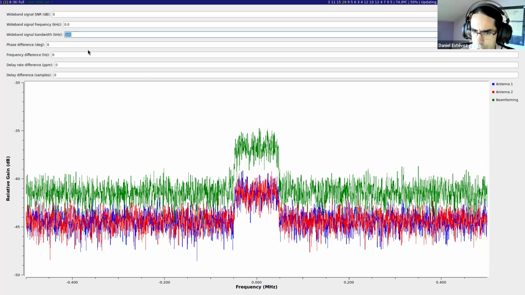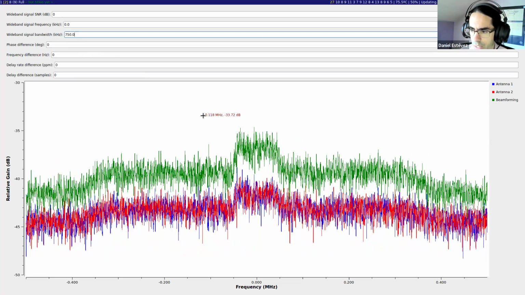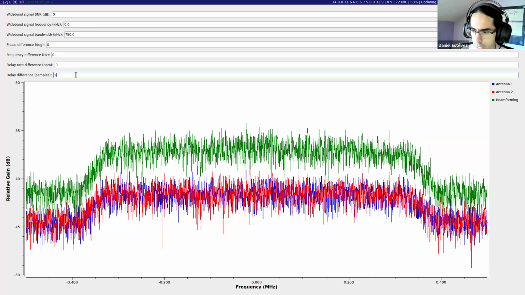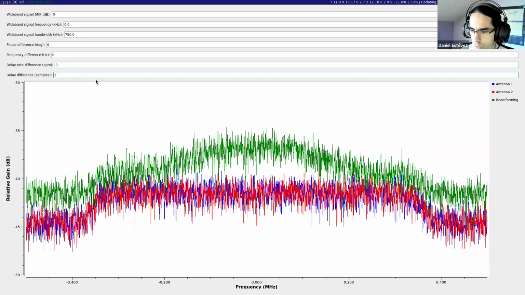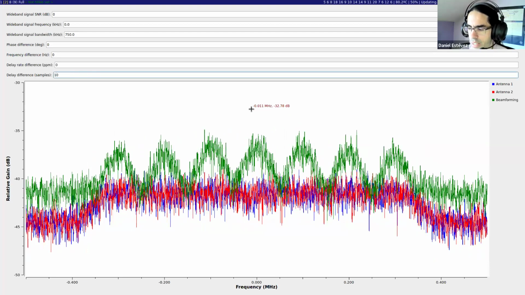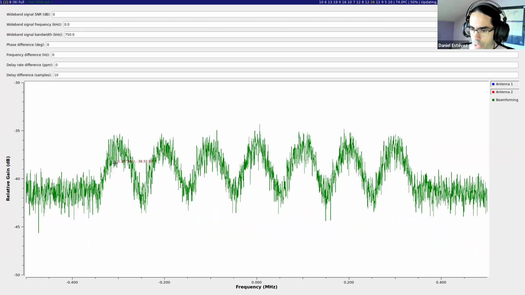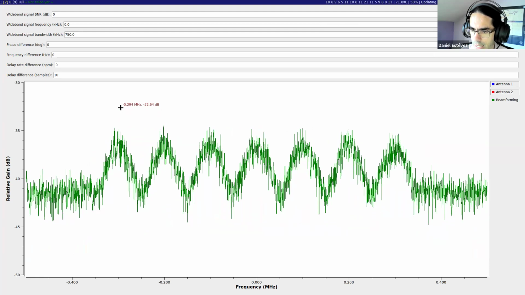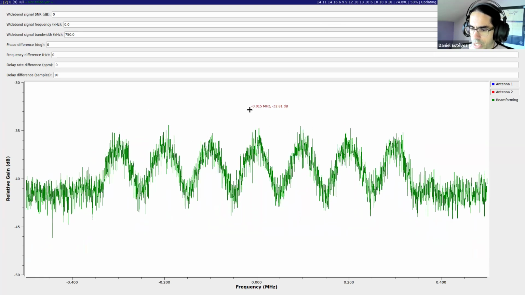So what I want to show is what happens with a wider signal. So for example, 750 kilohertz. And now I'm going to set a delay of 1 sample, or maybe even 2 samples, or even 10 samples. Let's see. Okay, with 10 samples, it's clear what happens. Let me disable this. So alternatively, in frequency, we have addition, then cancellation, addition, cancellation, addition, cancellation, etc.